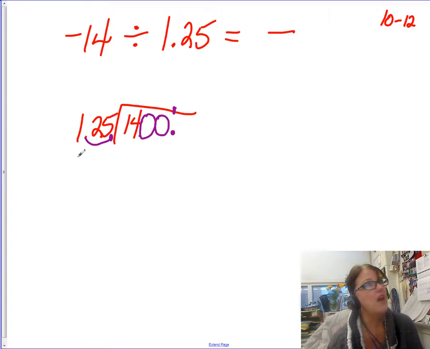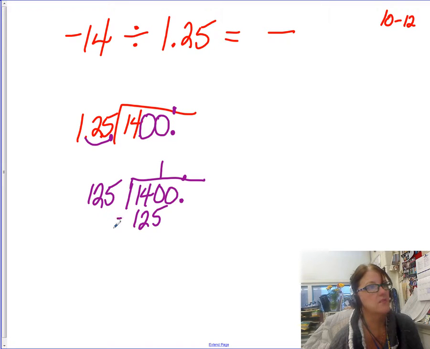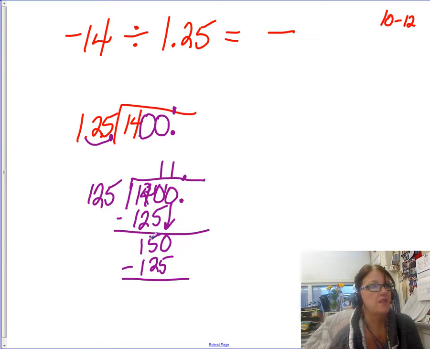Okay. Now dividing by 125, and again, if you want to rewrite this as 125 and 1,400, go right ahead. Can 125 fit into 1? Nope. Into 14? Nope. Into 140? Yes. Go ahead and subtract. That leaves us with 15. Bring down the 0. All right, 125 can fit into 150, but only once. When I subtract, I get 25.